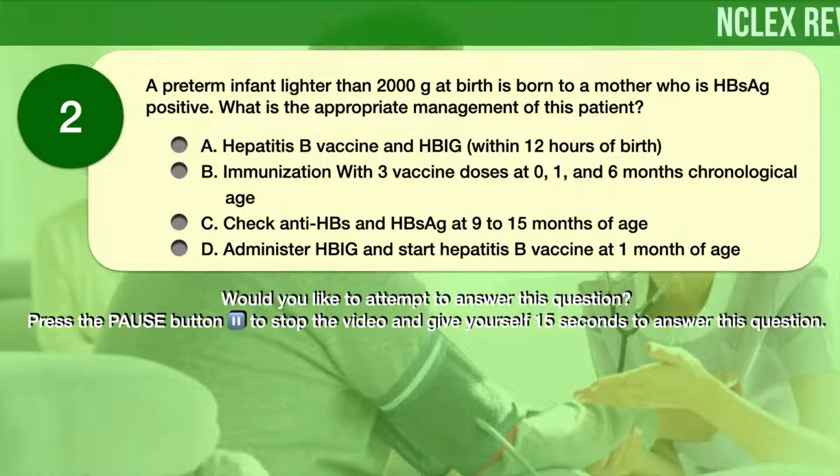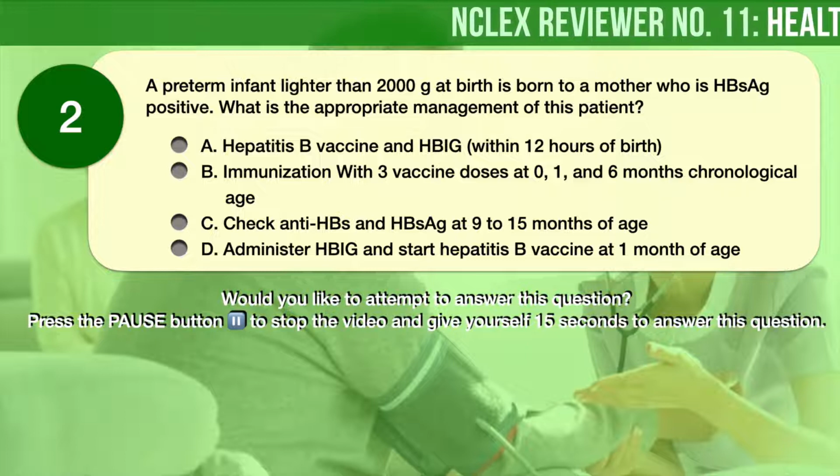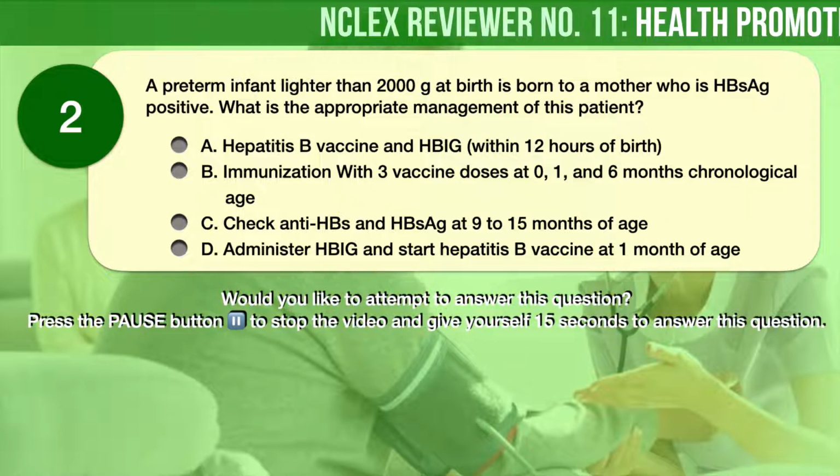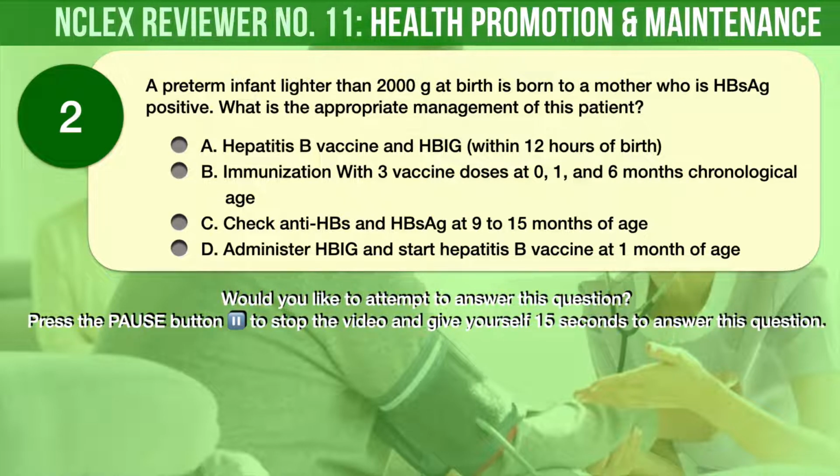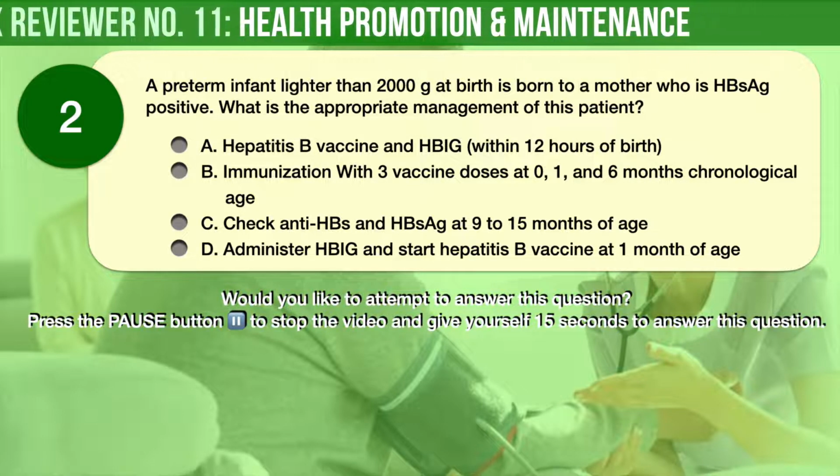C. Check anti-HBs and hepatitis B surface antigen at 9 to 15 months of age. D. Administer HBIG and start hepatitis B vaccine at 1 month of age.